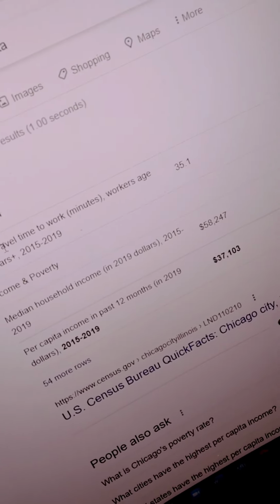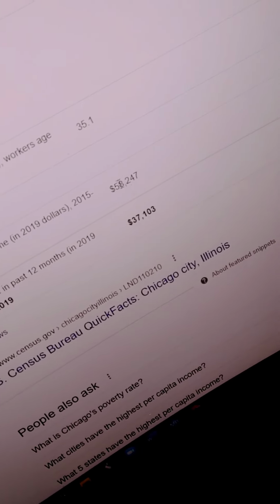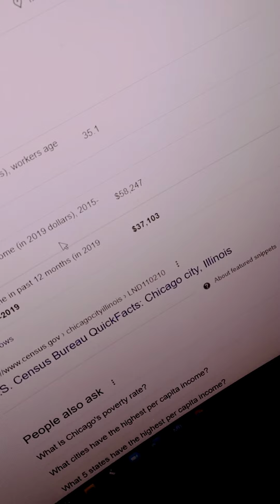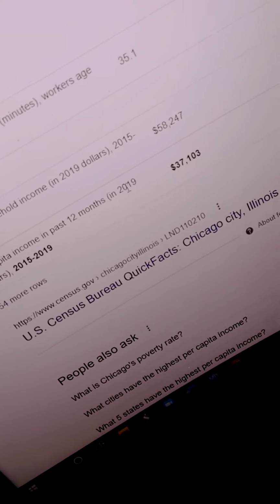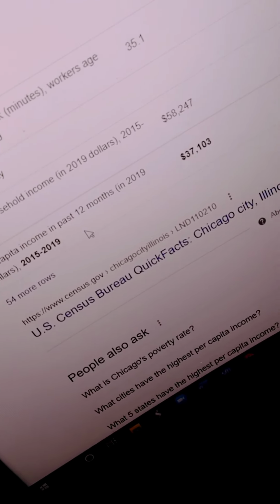So now you got the question. You say, hey, I'm in a city, in Chicago, Illinois. Guess we'll just do Chicago. Income per capita. So population, what's the income probably? Median household income in 2019 is 58,000. Per capita income in the past 12 months, in 2019, was $37,103. That's 2015 to 2019, but that could have changed.